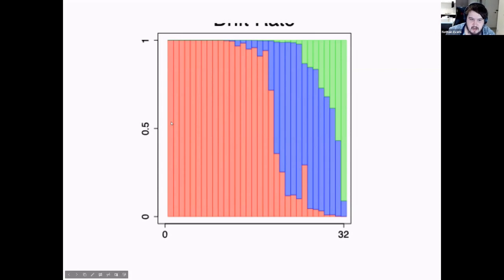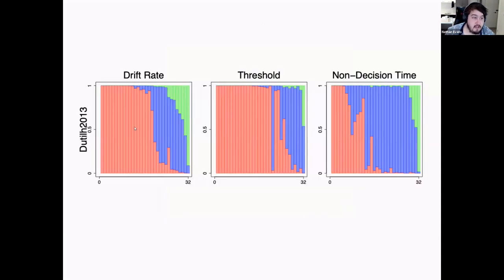Essentially, these graphs reflect the evidence for a specific model. Red represents a decrease in a parameter value. Blue represents the parameter values fixed, doesn't change over conditions, and green represents it increases. And I have this for each parameter of interest: drift rate, so how good people are at the task; threshold, so how cautious people are; and non-decision time, how much time is dedicated to each type of process. And this is the change under speed emphasis.